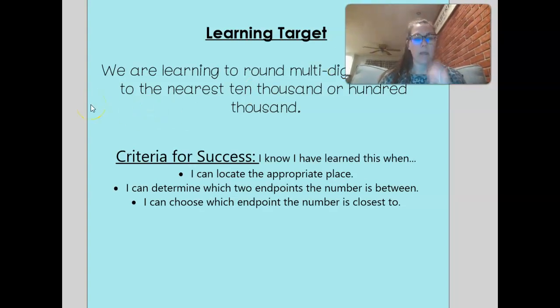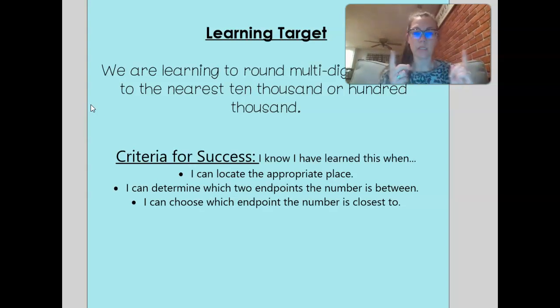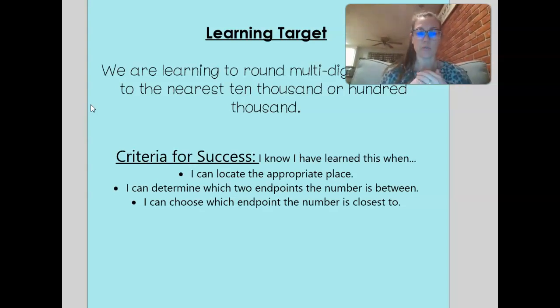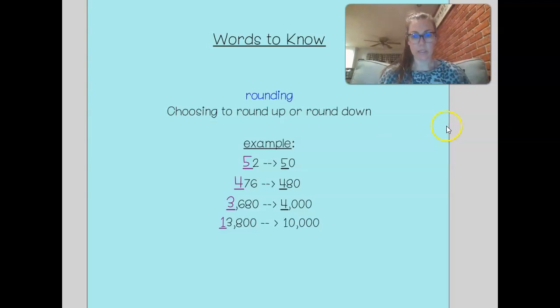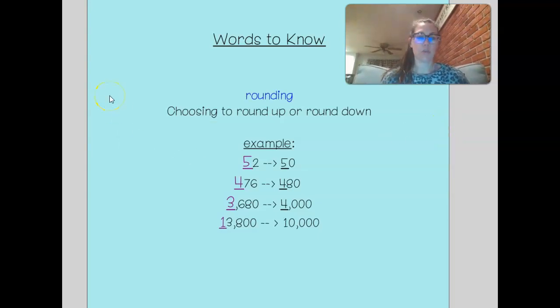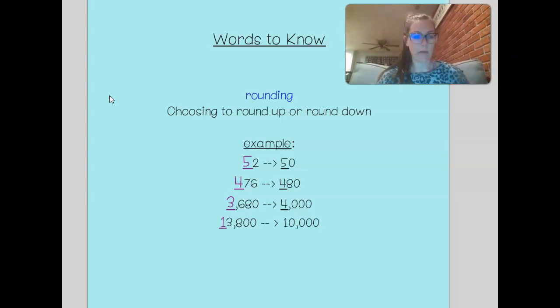I know I have learned this when I can locate the appropriate place, I can determine which two endpoints the number is between, and I can choose which endpoint the number is closest to. Okay. As a reminder, our vocabulary is the word rounding. That's to choose to round up or down to the nearest place value mentioned. So if they're talking about tens, 52 is rounded to 50. If they're talking about hundreds, 476 would be rounded to 480.